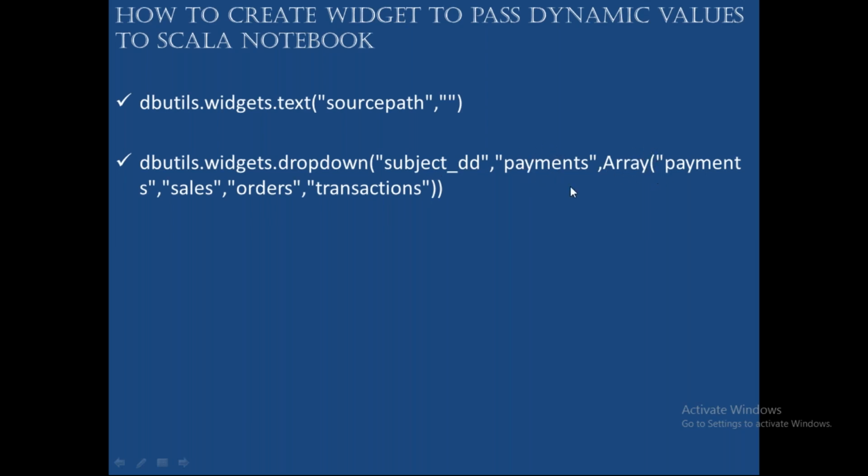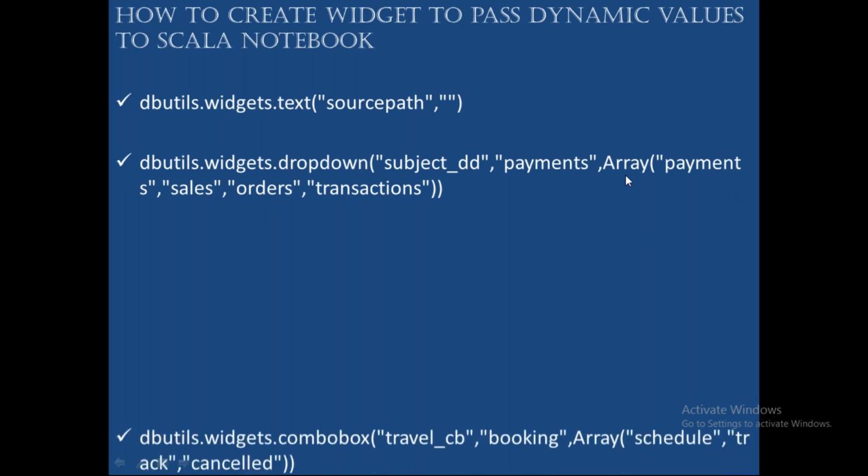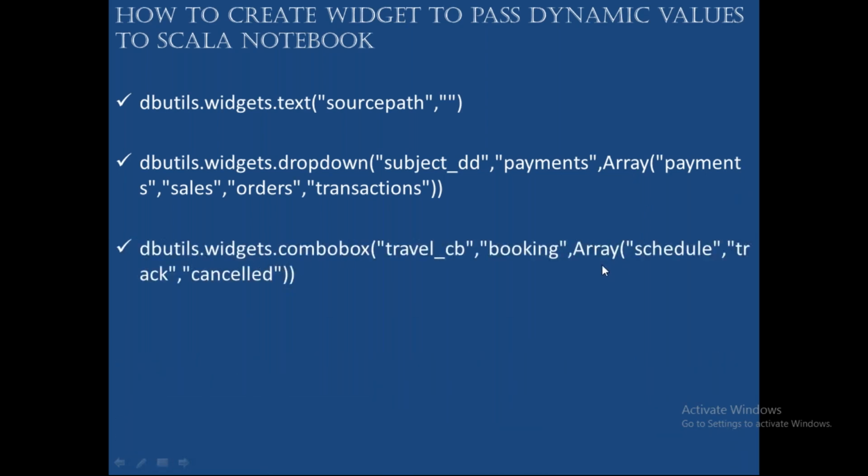Here, instead of square brackets as in Python, in Scala you need to use Array. This is the array of values, remember. Next, same here also the combo box. Here you need to use an array.